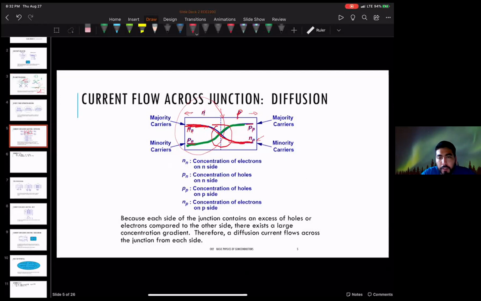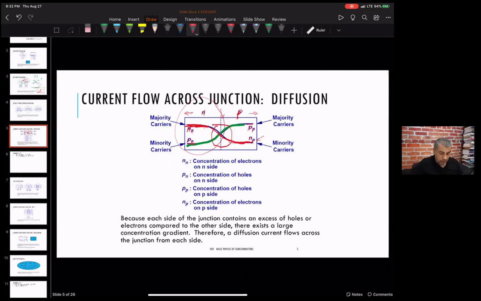So basically, we're just applying the diffusion principle where since on one side we have more electrons and on the other side we have more holes, they just migrate to the other sides, right? That's correct, in the absence of an electric field. That's what they're going to do. Okay, thank you. Sure.